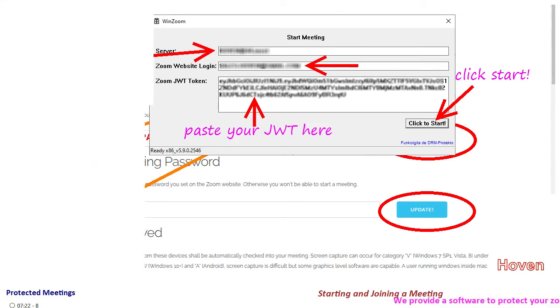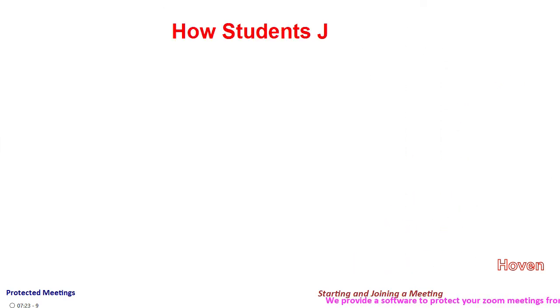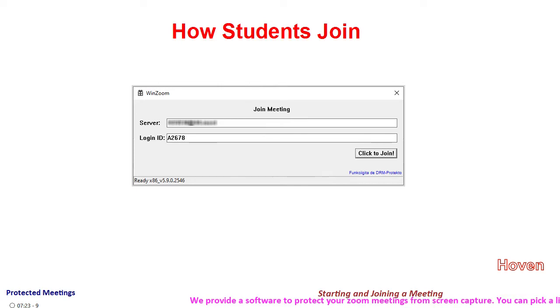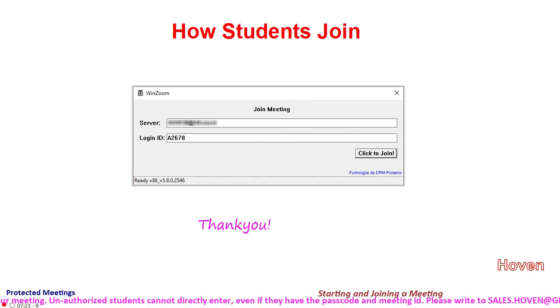Now we can see how the students join. Ask them to install the software on their Windows or Android phones and open the Join Meet window. Instruct each student to enter the server name and his respective student ID. Their data will be remembered by their phone or laptop, so they will not need to enter it again and again. A student can click the Click to Join button to join your meeting. The method of joining remains the same on Android app as well as Windows.